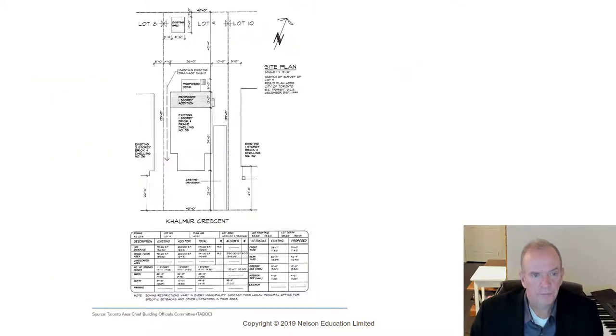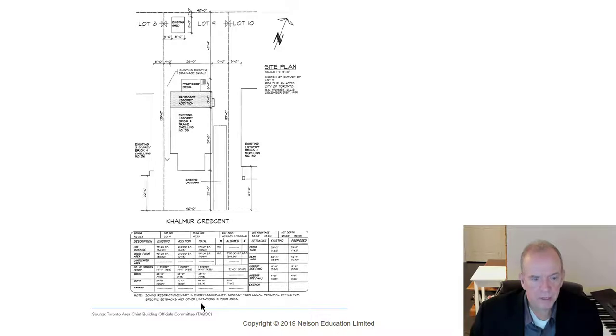So in the chapter in the textbook, we have these TACBOC drawings. If you can't see this clearly, depending on what medium you're watching this on, if you can watch it on a TV, it looks pretty good, or just open up your textbook in chapter 15, the Understanding Construction Drawings for Housing and Small Buildings textbook. And you'll see that there's an addition that's been put onto the back of this house.